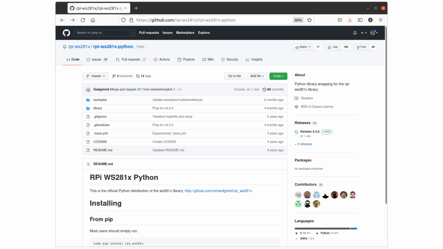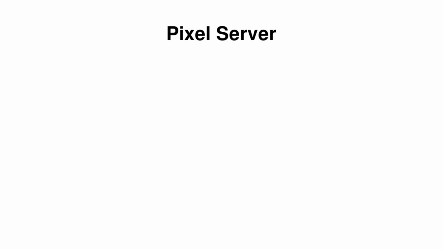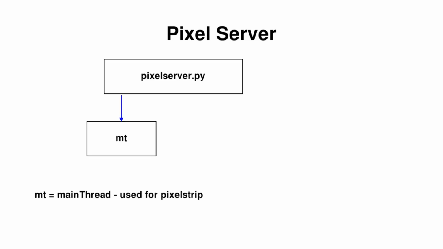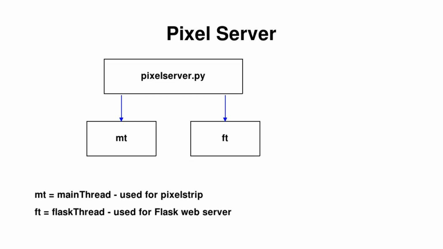The main aspect of this code is that I've incorporated multi-threading so that Flask, which is handling the incoming web requests, and the updating of the NeoPixels are handled simultaneously, or at least neither one is stopped waiting on the other for any significant time. I've created two threads. MT is known as the main thread, as it handles the updating of the pixel strips, and FT is the Flask thread.